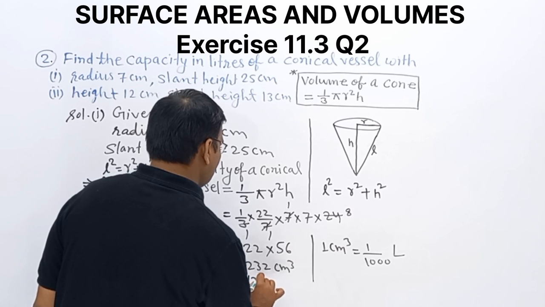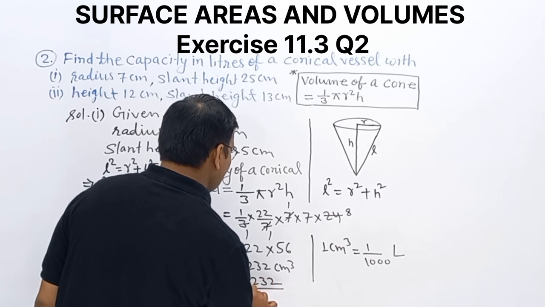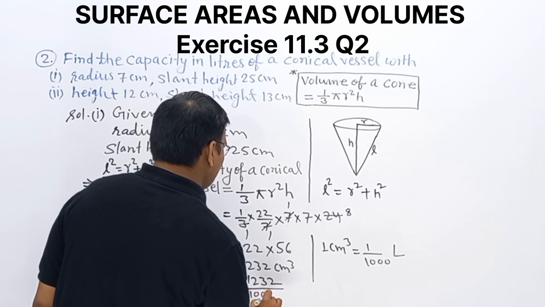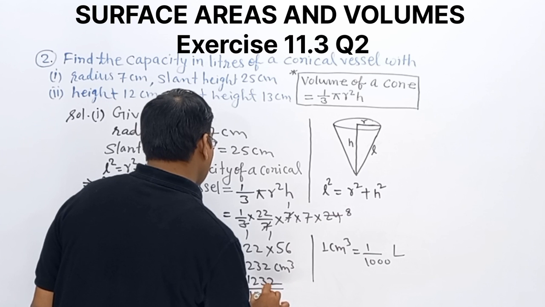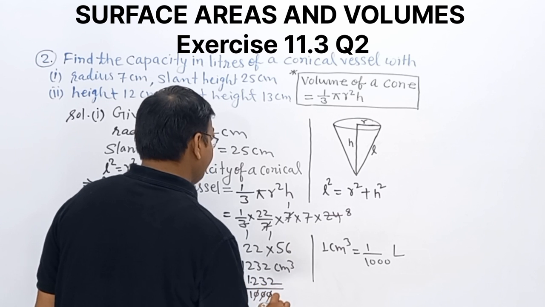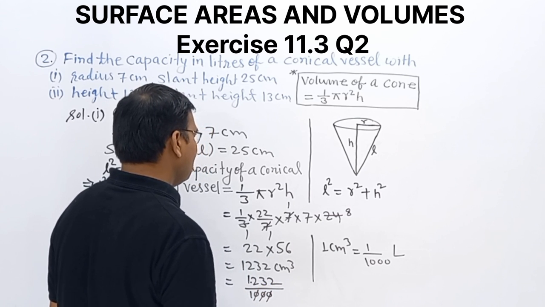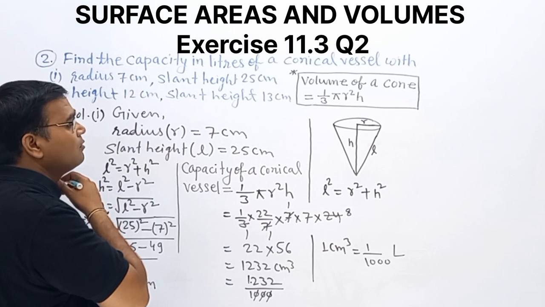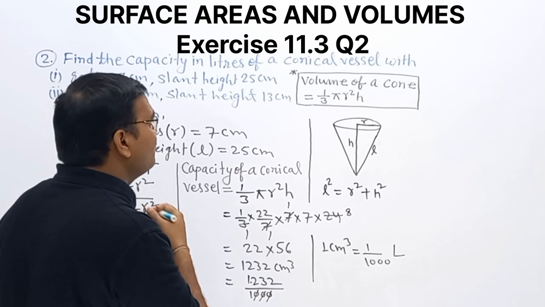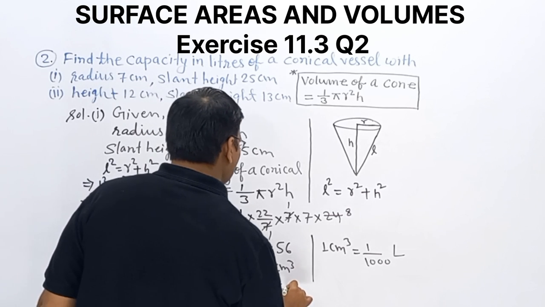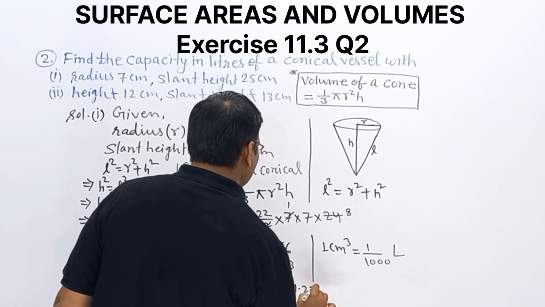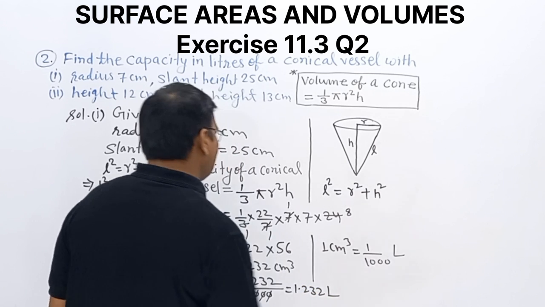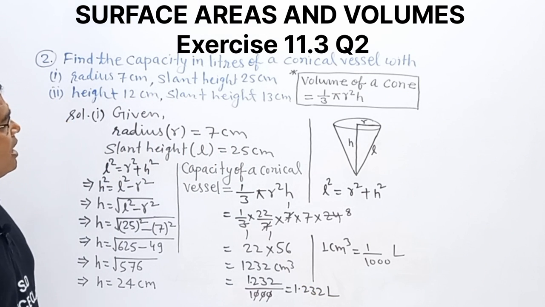So 1232 divided by 1000. What are we getting? The point will be there. 1 point, what are we getting? 1.232. So 1.232 liter will be the answer in the required result.